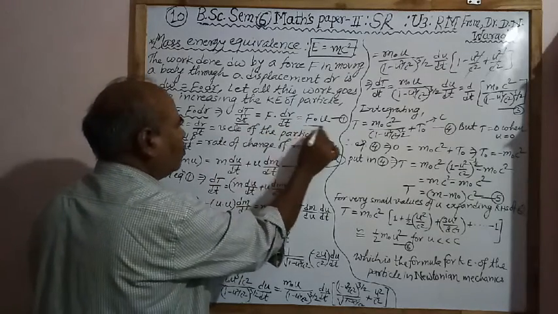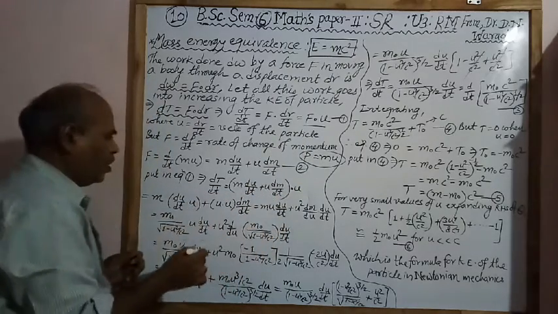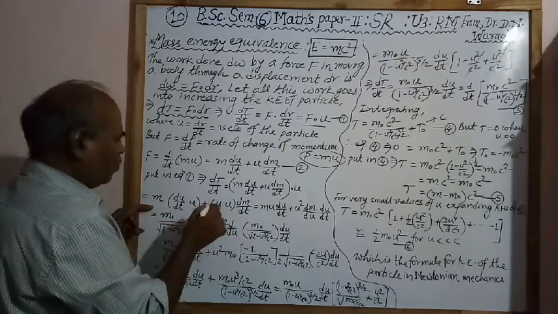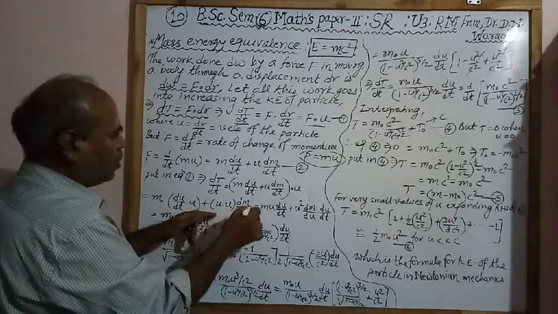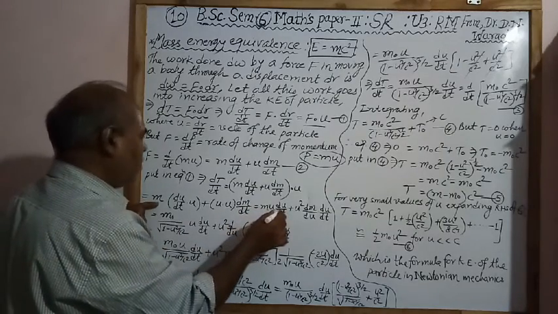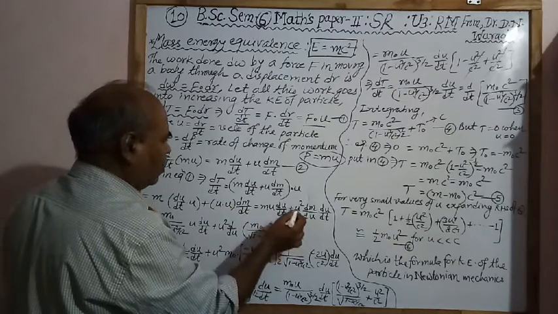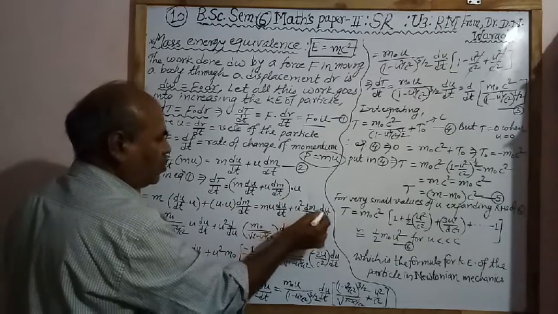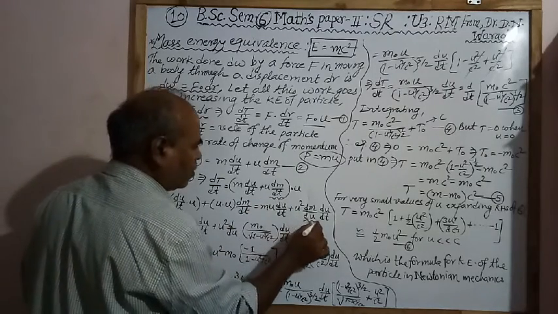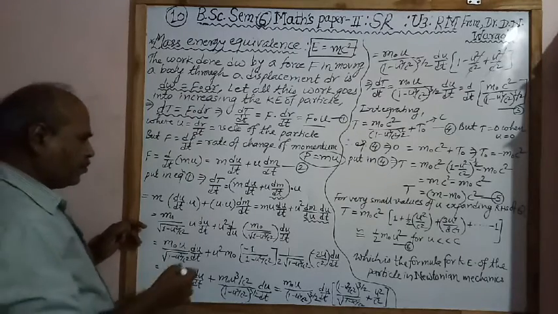Therefore, dT by dt equal to F dot u. Put the value of F in F dot u. Then separate this m into du by dt dot u plus u dot u into dm by dt. Therefore, mu into du by dt plus u dot u, we have u square. This dm by dt can be written as dm by du into du by dt by chain rule.